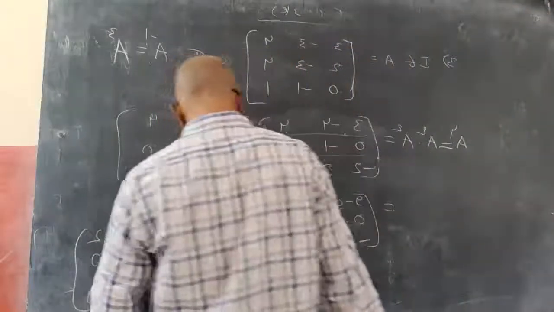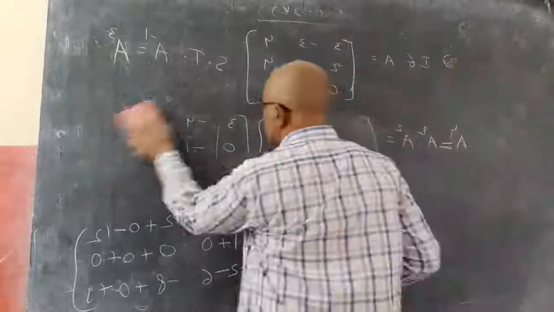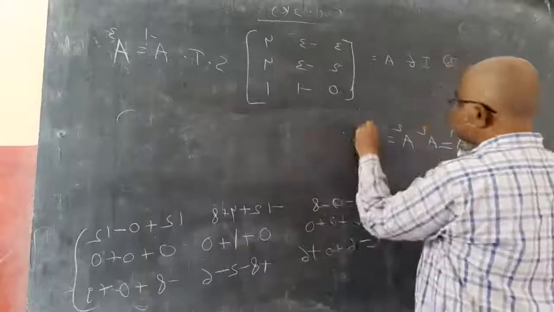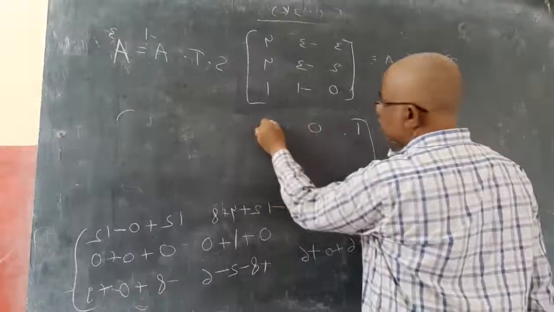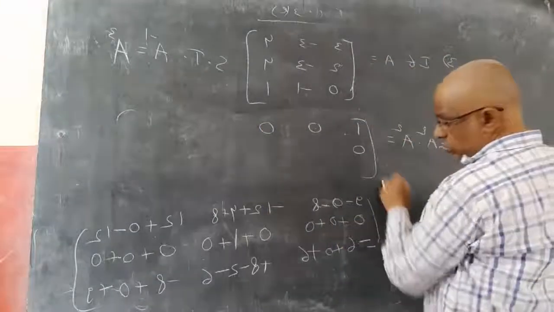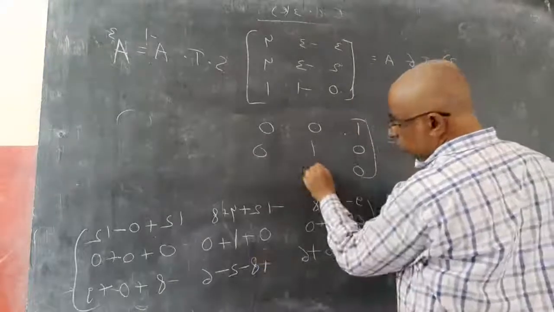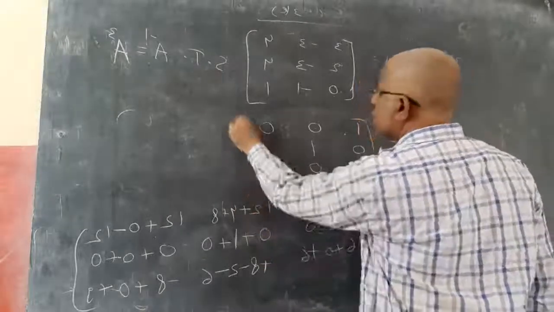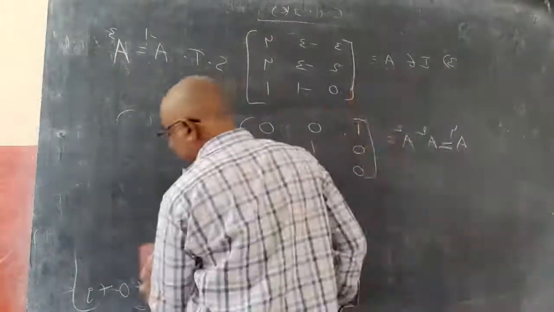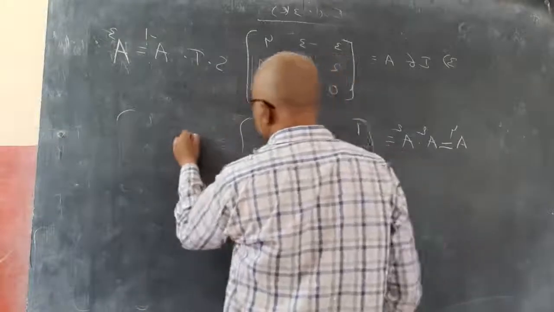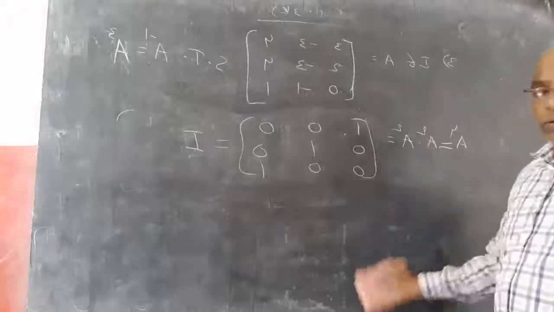So the final result is A power 4 equal to 9 minus 8, 1. This is 0 0 0, 1 0 0, again this is 0, 9 minus 8, 1. So 1 0 0, 0 1 0, 0 0 1 means it is I. So A square into A square, A power 4, is equal to I.